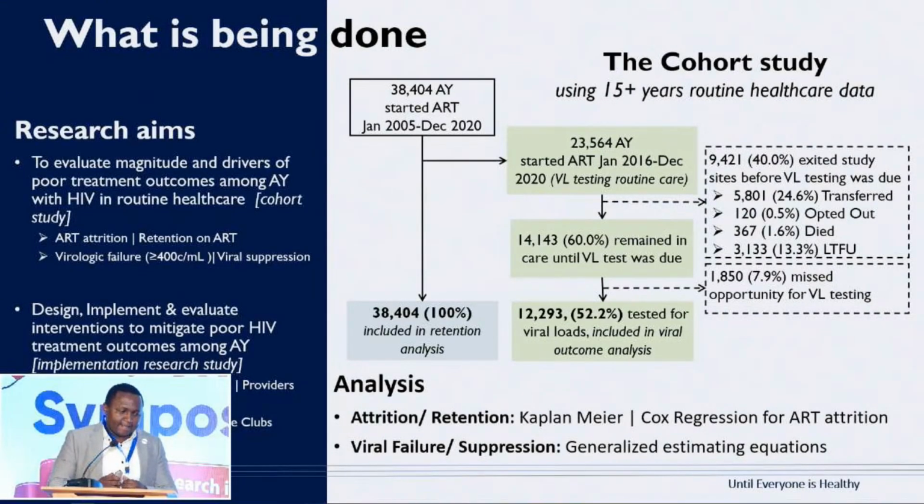And then we used Cox regression for the attrition outcome and generalized estimating equations for the viral suppression outcome. And in this case, we used all the viral load results that were available since they enrolled in care between 2016 to 2020.